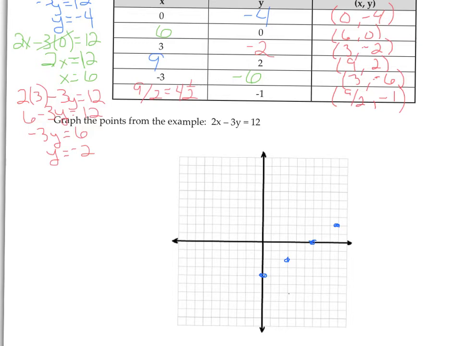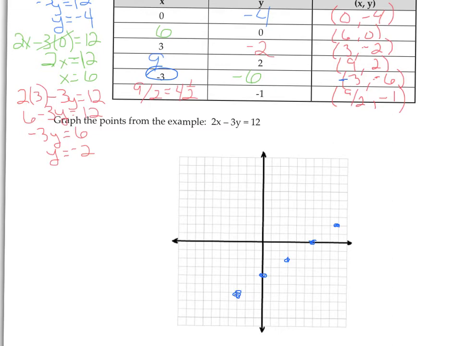Well, that doesn't line up, does it? Oh, it's negative 3, negative 6. It's supposed to be a negative 3. My mistake there when I wrote it. So, negative 3. 1, 2, 3. 1, 2, 3, 4, 5, 6. And it does line up with the others. It's down here. Right there.